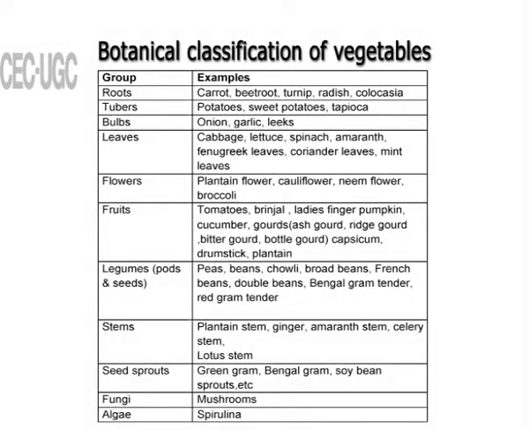I am going to start with the classification of vegetables. Now, as I said earlier, the vegetables are classified based upon the parts of the plants which they represent. So, they are classified as root vegetables, examples: carrots, beetroots, turnip, radish and colocasia. Now, tubers: potatoes, sweet potatoes and tapioca.